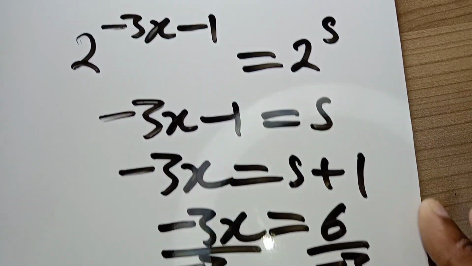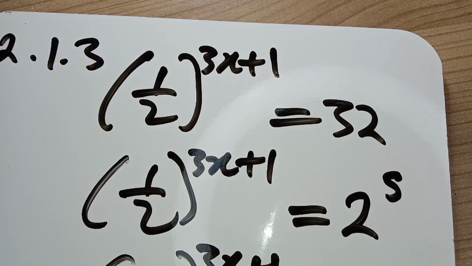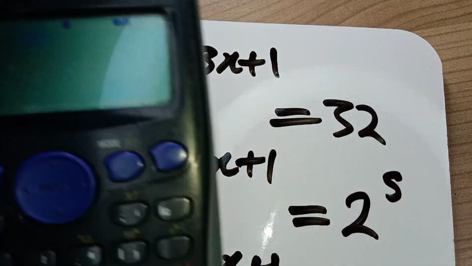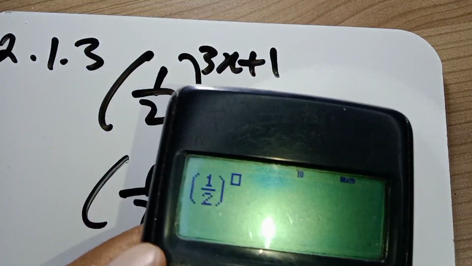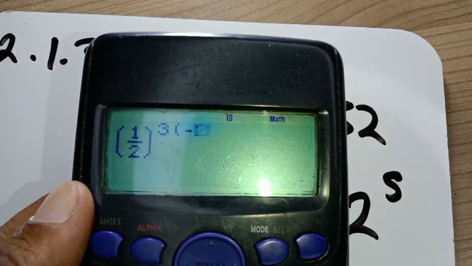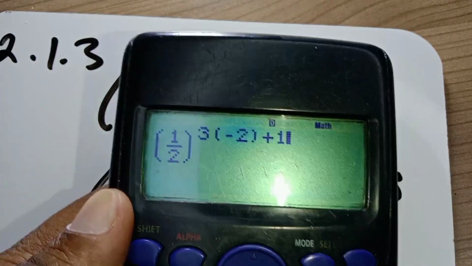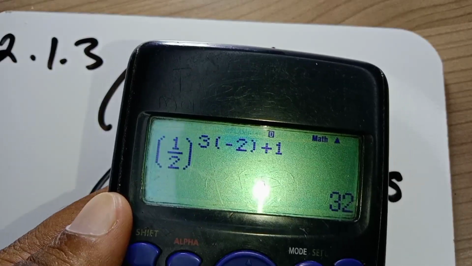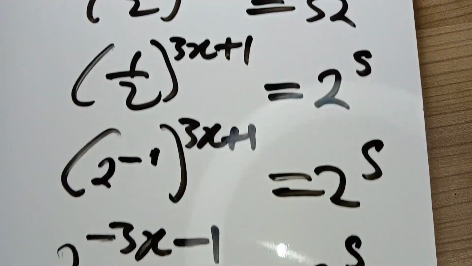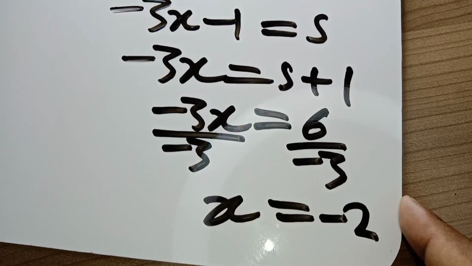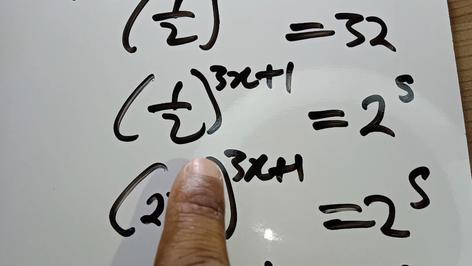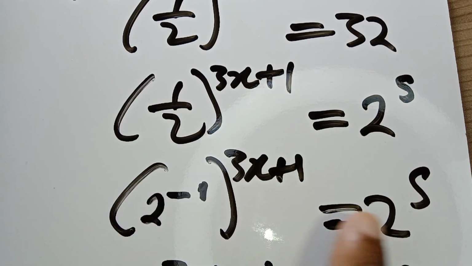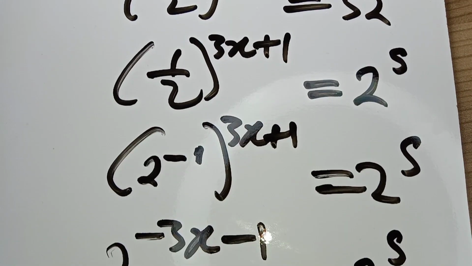Then even with this one, we should go back to our original question where we see x, substitute negative 2 and see if we get 32. We're going to have 1 over 2 to the exponent 3 times negative 2 plus 1. We should get 32. Indeed, we get 32. Then it means we have solved for x correctly. The only problem was to change 1 over 2 into 2 to the exponent negative 1, so that the bases can be the same. That was the challenge. Bye.